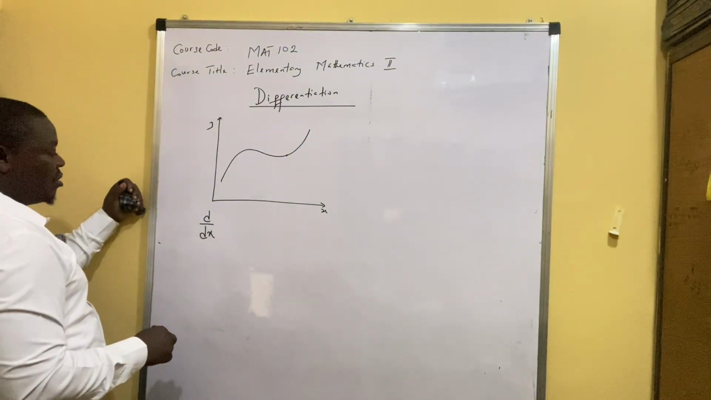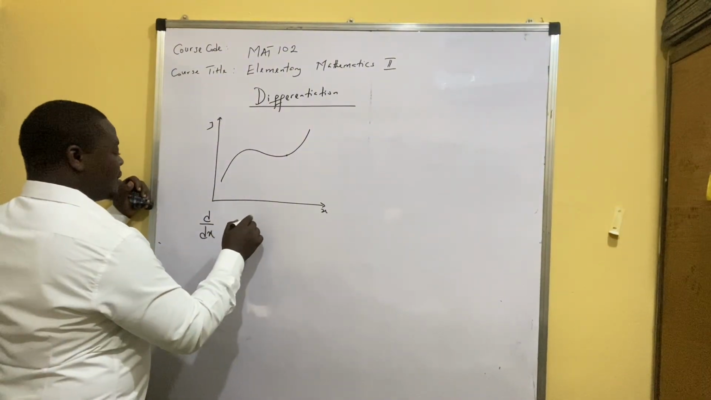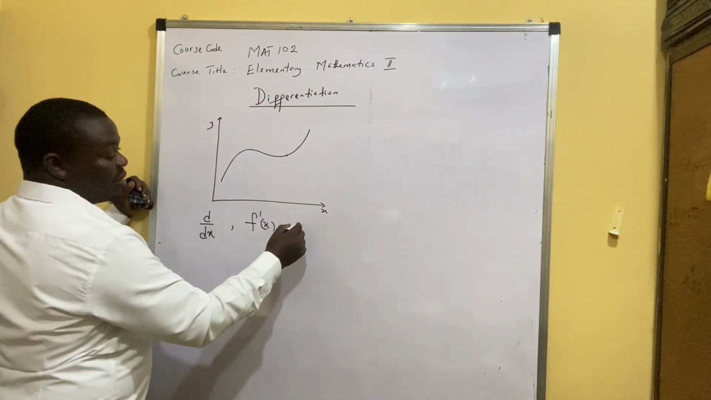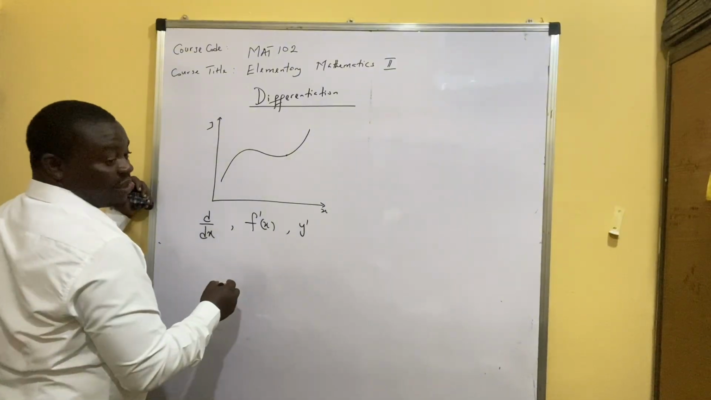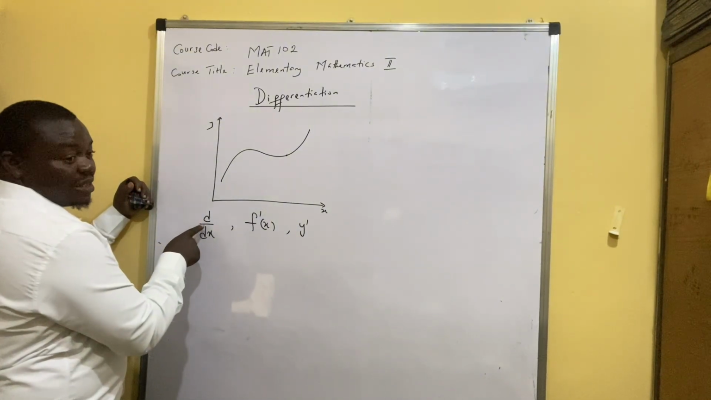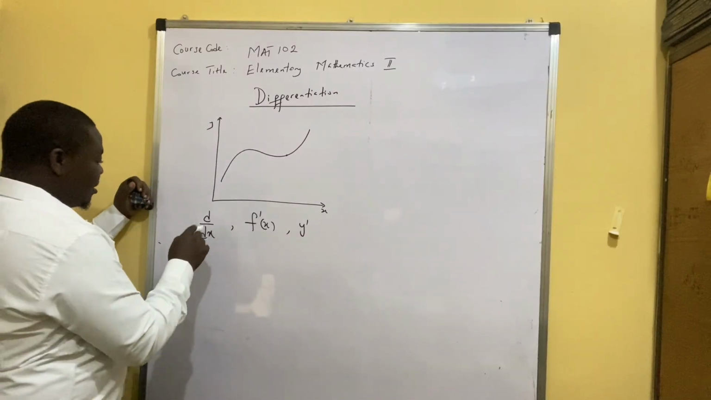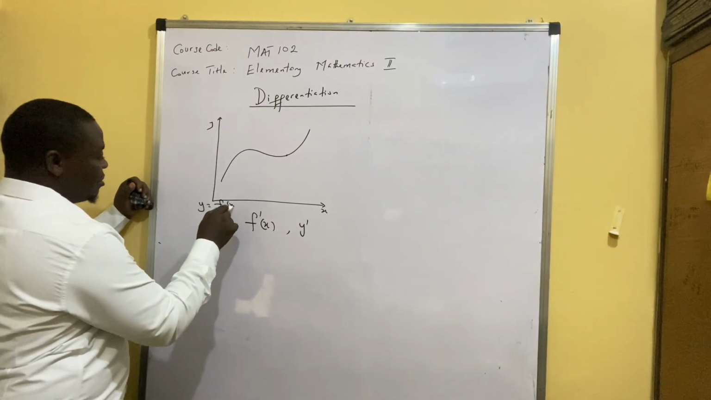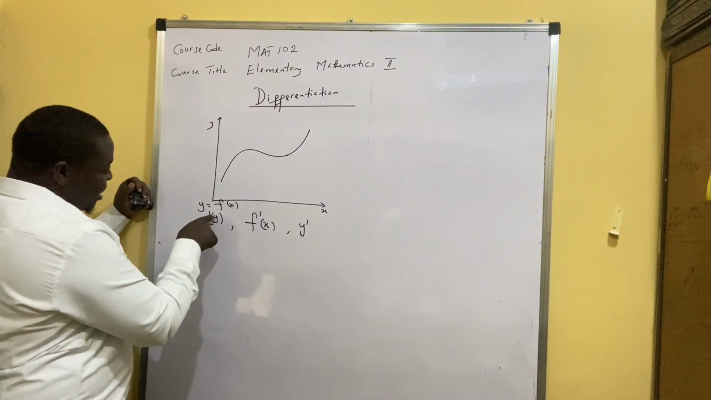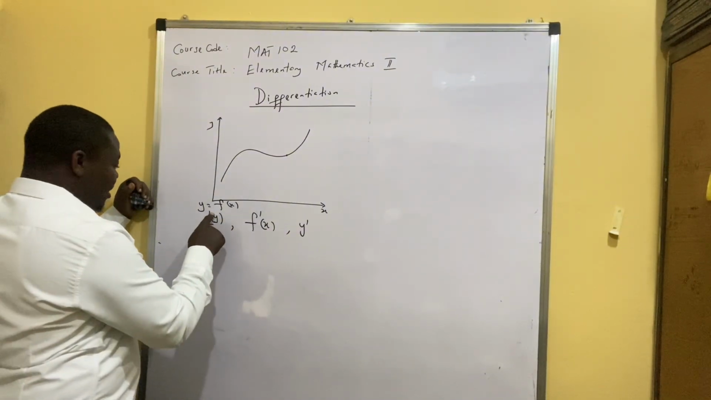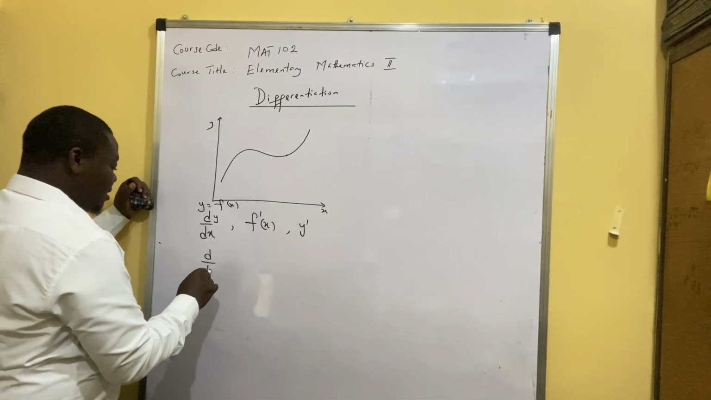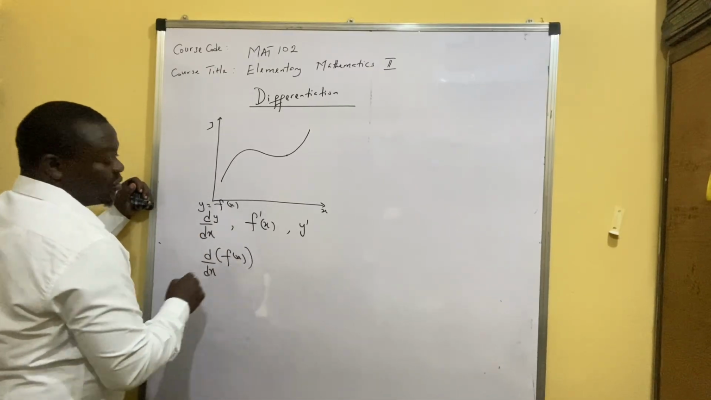Other symbols that we use are f prime of x, or if the function is denoted by y, then we have y prime. Now, if the function is written in terms of y, maybe y equals f of x, we just say that we are looking for dy/dx. Instead of putting the brackets, we do away with them. If you want to write f of x there, you can as well write it as d/dx of that function f of x.